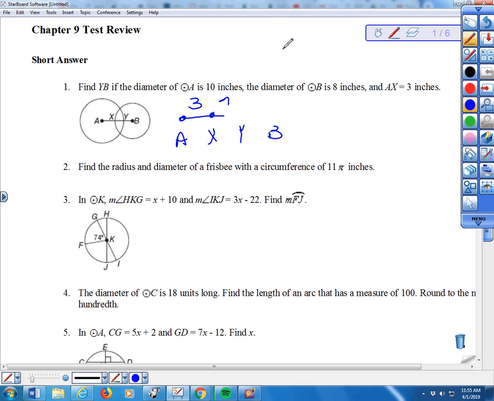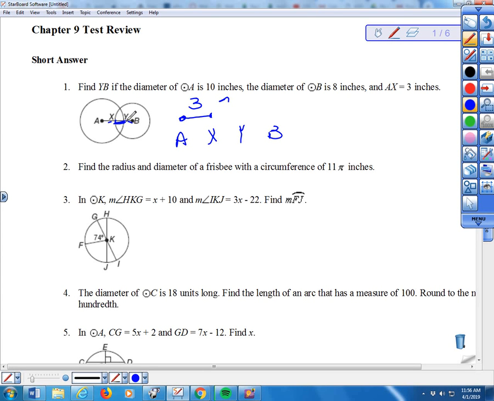We're trying to find YB, so YB was 1. Everybody see that? Did I do that right? You think? We don't know because I keep erasing things. Okay, looking at it here. If the diameter of A is 10, and we know AX is 3, that means XY is 7. And if from circle B to the end is 8, and XY is 7, then YB must be 1. And that's what we're looking for.